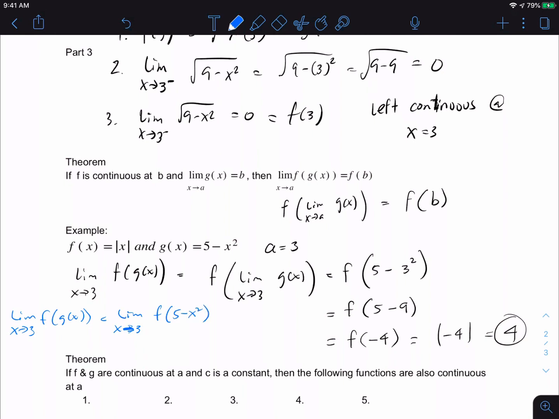Isn't the f function absolute value? Right? So I'm going to get the limit as x approaches 3 of the absolute value of 5 minus x squared. Now I can directly substitute. So I'm going to get 5 minus 3 squared in absolute value. That's going to give me 5 minus 9 in absolute value, which is 4.